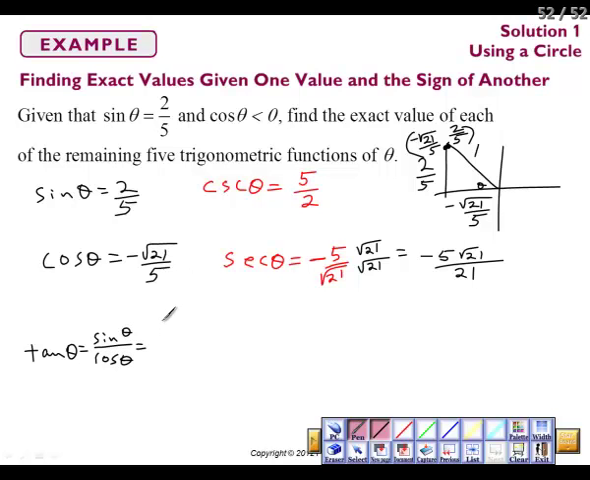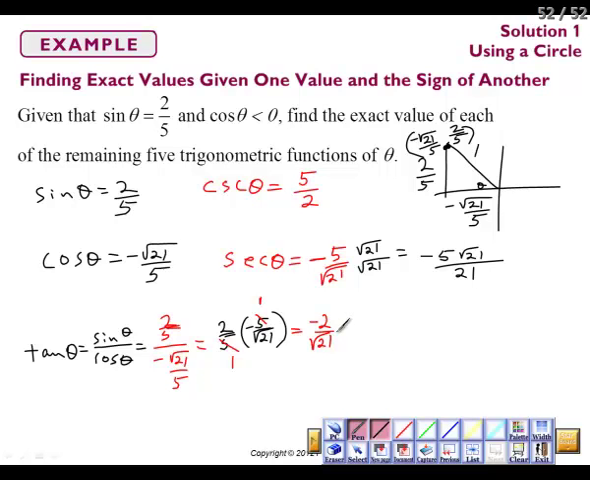Alright, now tangent theta, we know that's sine over cosine, and so that'll be 2 over 5 over negative square root of 21 over 5. So we're taking that denominator, flipping it, and multiplying, or applying the reciprocal of the denominator, right? So that'd be 2 over 5 times, and I'm going to use parentheses here, negative 5 over square root of 21. And so can we simplify here? Yeah, the 5s can simplify. 5 goes into 5 once, 5 goes into itself once. So now this will be 2 times negative 1 is a negative 2 over square root of 21.